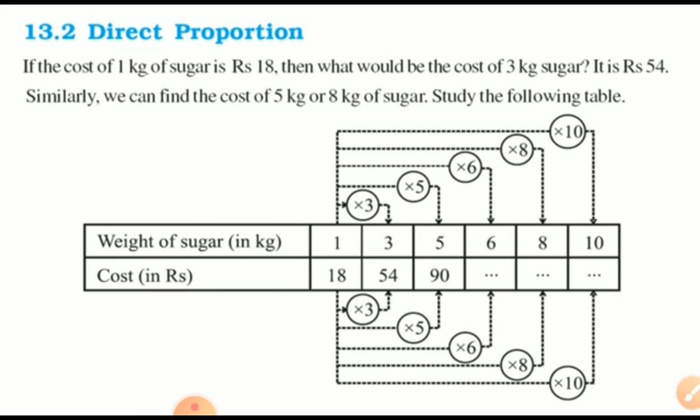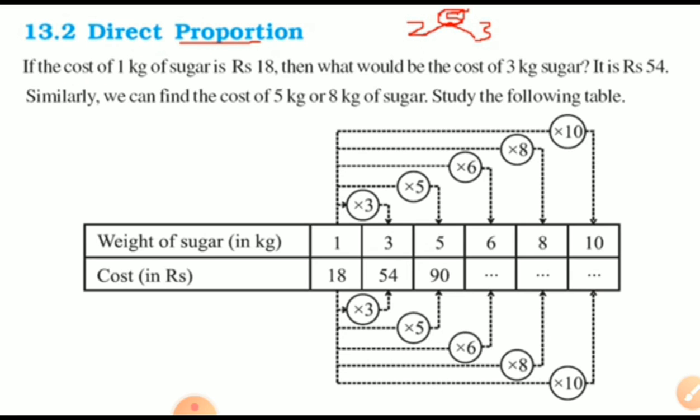Direct proportion. Students, here you can find a very nice example given in our textbook. You can see the weight of sugar in kg and the cost in rupees. 1 kg is 18 rupees, students, but how much will 3 kg cost? We know 18 times 3 is 54. 18 times 5 is 90. Like that, 18 times 6, 18 times 8 and 18 times 10.